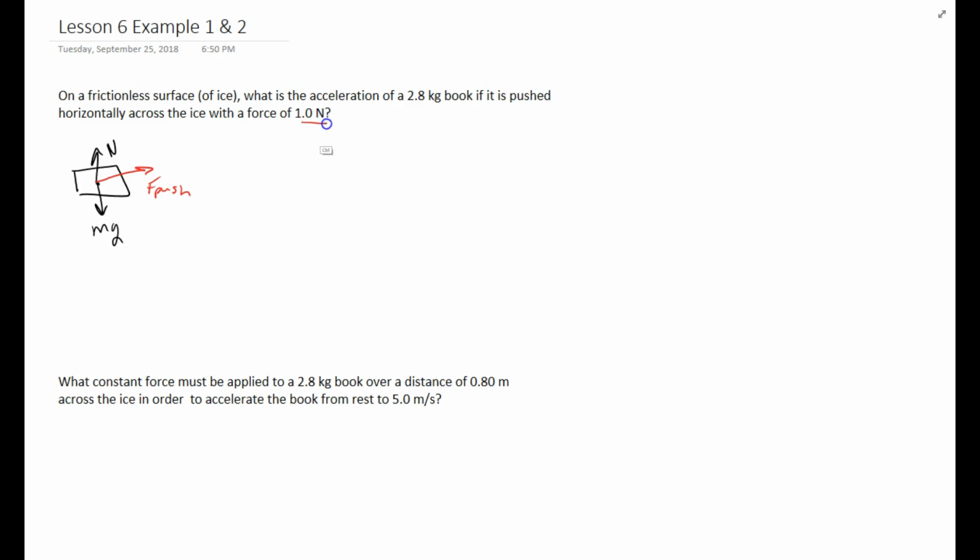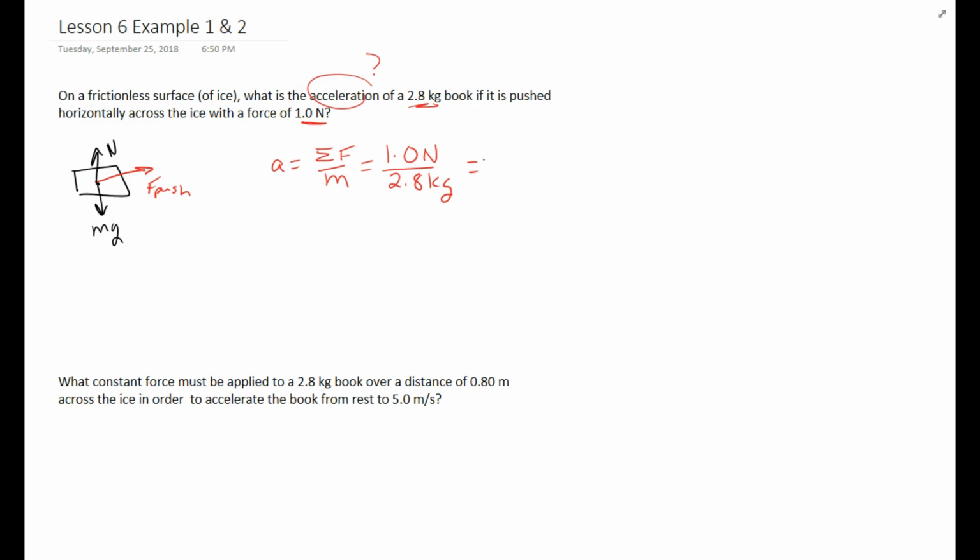So we're given the force of the push, we're given the mass of our book, and we want to know what is the acceleration. So we learned that the acceleration is equal to the sum of the forces acting on our particular object divided by its mass. Well, in this particular case, because it's a frictionless surface, the only force that we're really interested in is the force of the push. That's that 1 Newton divided by that 2.8 kilogram mass.